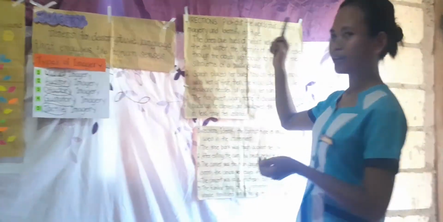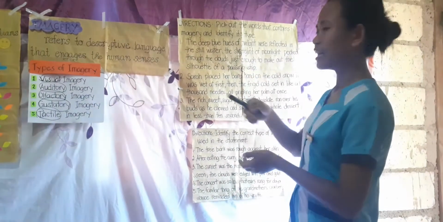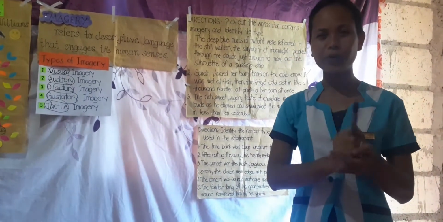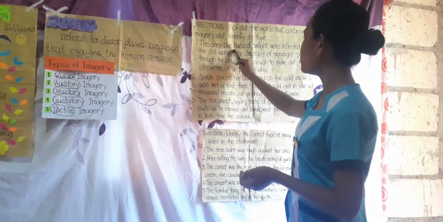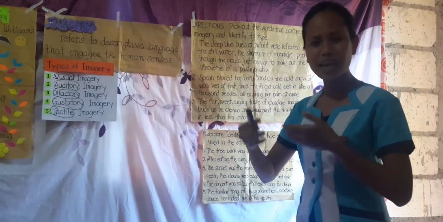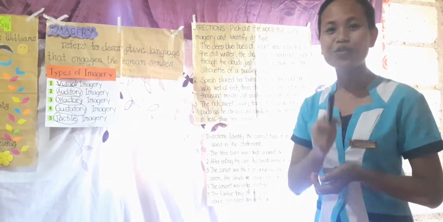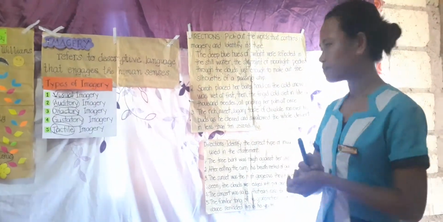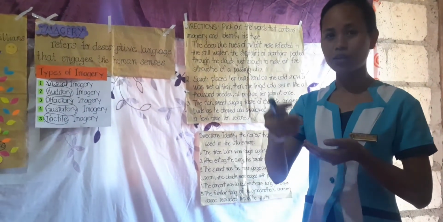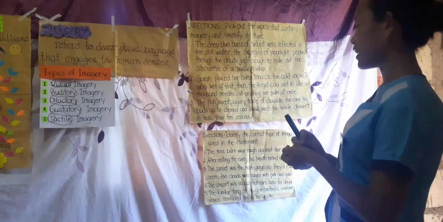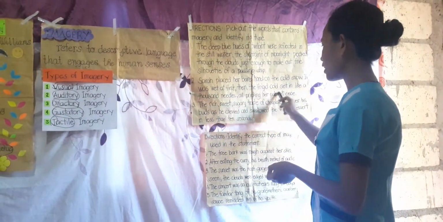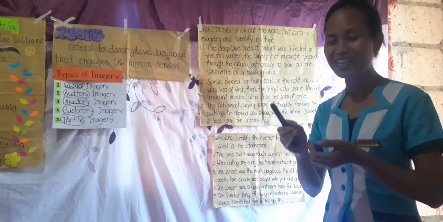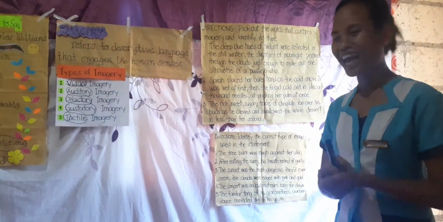Okay, for number 1, I want group 1 to answer this. Kindly pick out the words. What are those words that contain imagery? For number 1, yes, correct. Deep blue hues of twilight. Okay, what type of imagery is it? Visual imagery, correct. How about number 2? Group 2, please answer. Okay, what are the words that contain imagery? It is pricking her palm. Okay, what type of imagery is it? Touching, so it is tactile imagery. Very good.